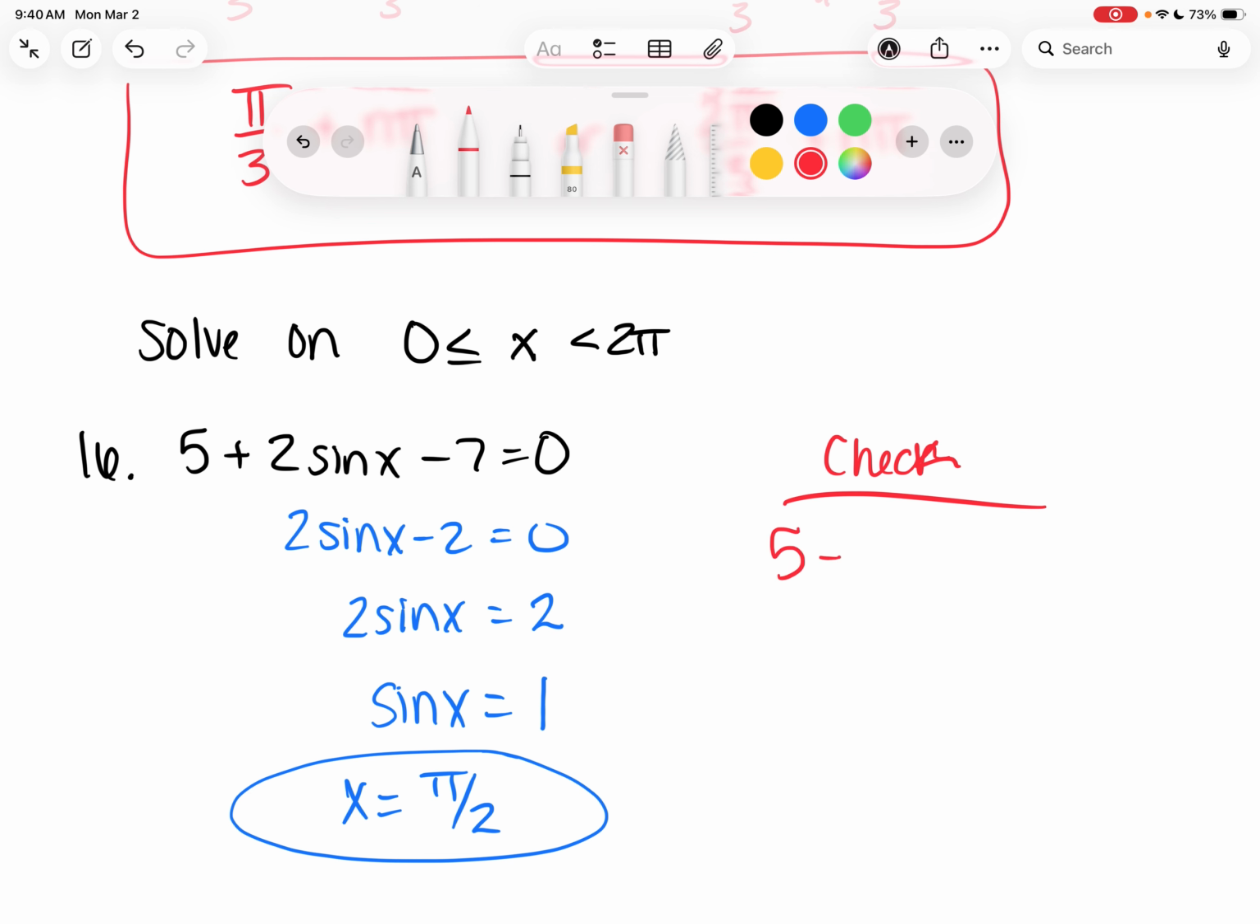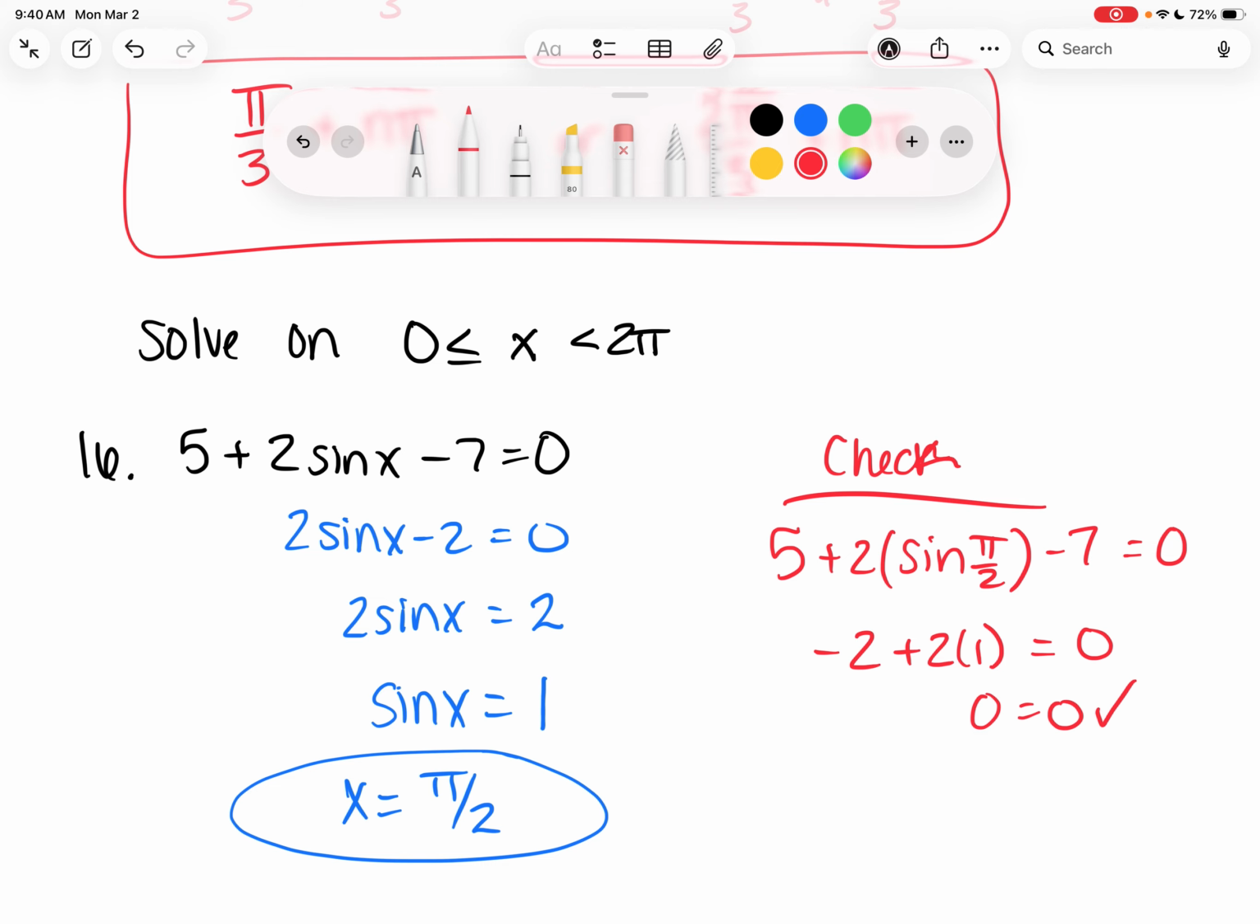We've got 5 plus 2 times the sine of pi over 2 minus 7 equals 0. So I'm going to show that the left side is equal to 0. So I've got negative 2 plus 2 times the sine of pi over 2, which we've already established is 1. So negative 2 plus 2, 0 equals 0.